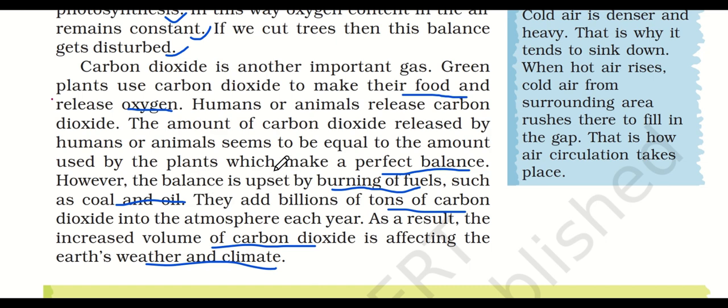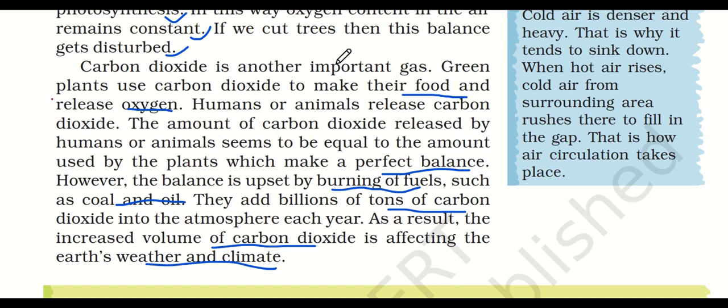However, the balance is upset. Why does it get upset? By burning of fuels such as coal and oil, they add billions of tons of carbon dioxide into the atmosphere each year. As a result, the increased volume of carbon dioxide is affecting the Earth's weather and climate.